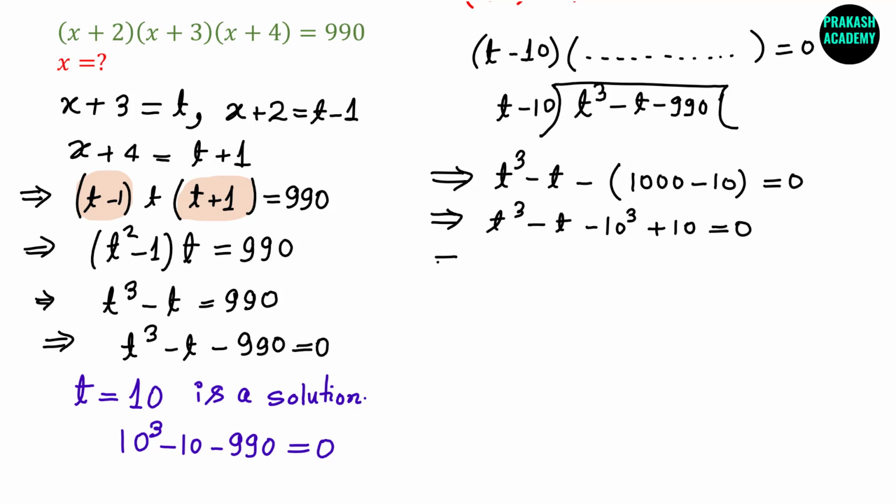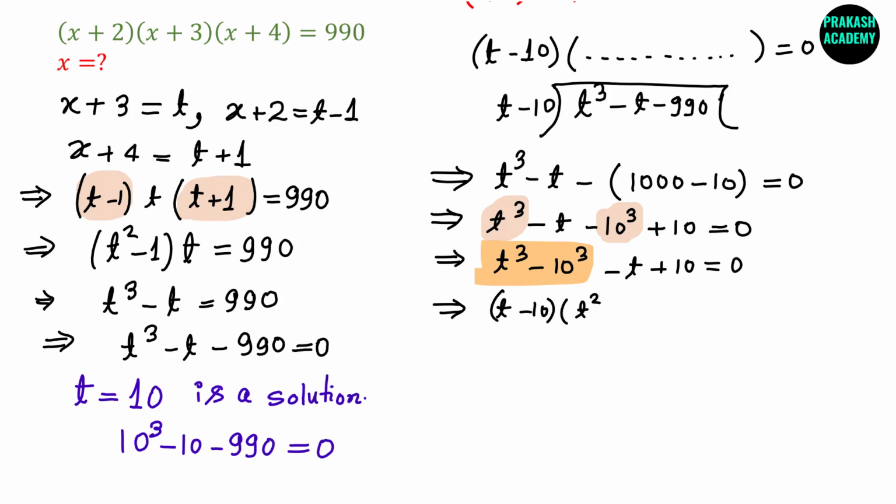From here I can take these two terms together, t cube and 10 cube. So t cube minus 10 cube, and this is minus t plus 10 equals 0. Now remember the formula for a cube minus b cube: a minus b into a square plus b square plus ab. So I will have t minus 10, that is a minus b, into t square, plus b square, that is 100, plus ab, that is 10t. And then if I take minus 1 common, I will have t minus 10, and this equals 0.